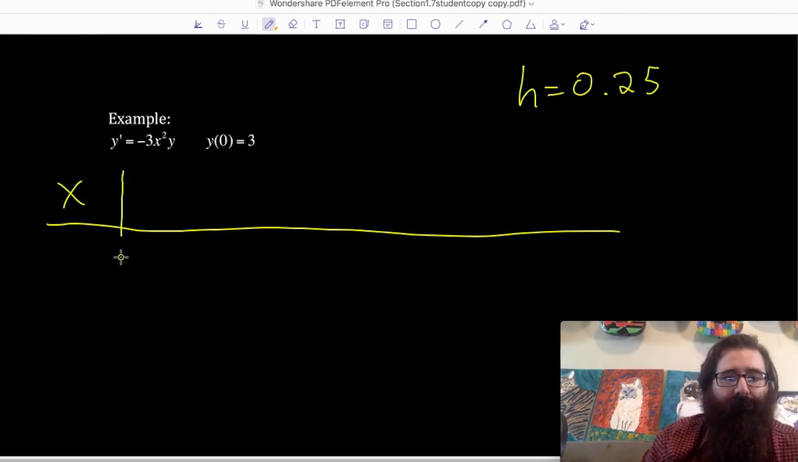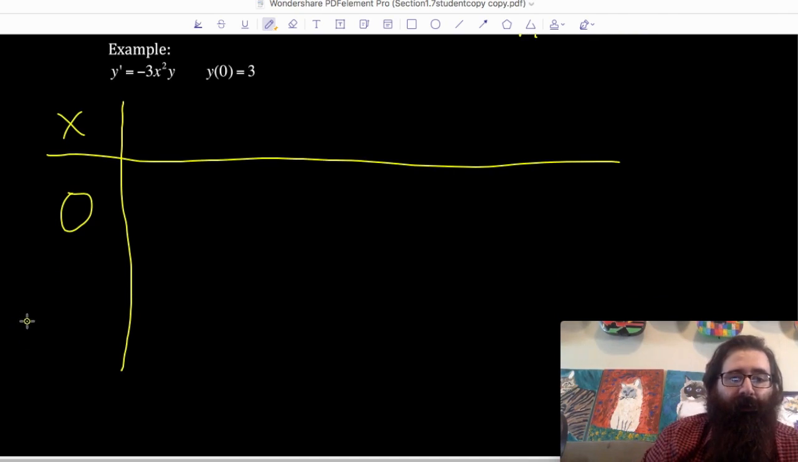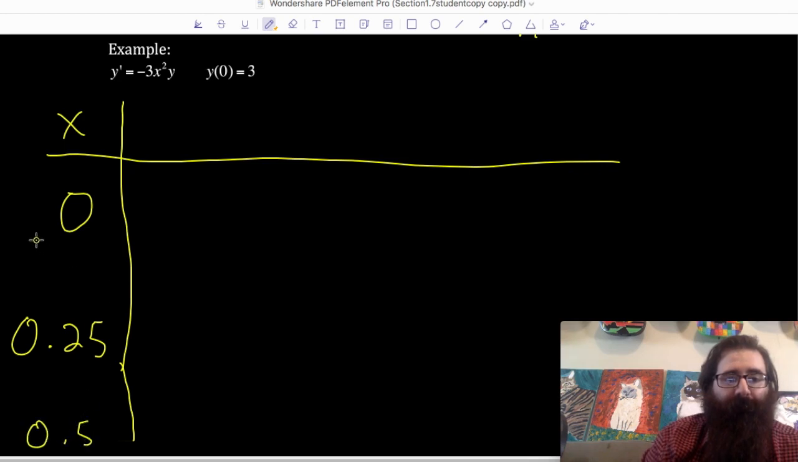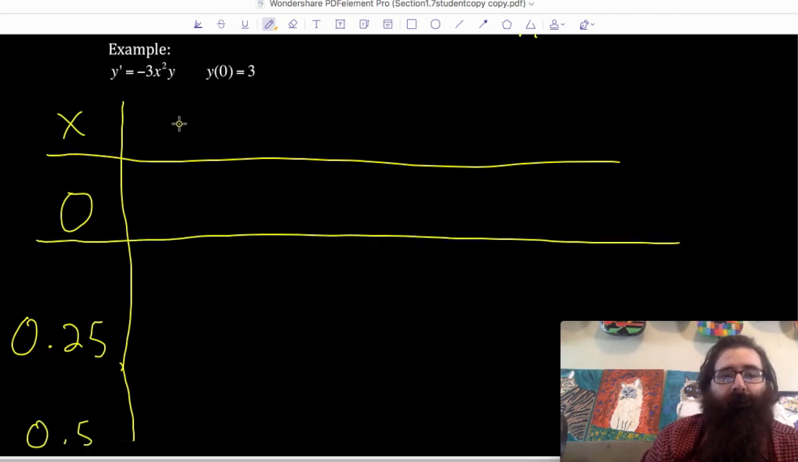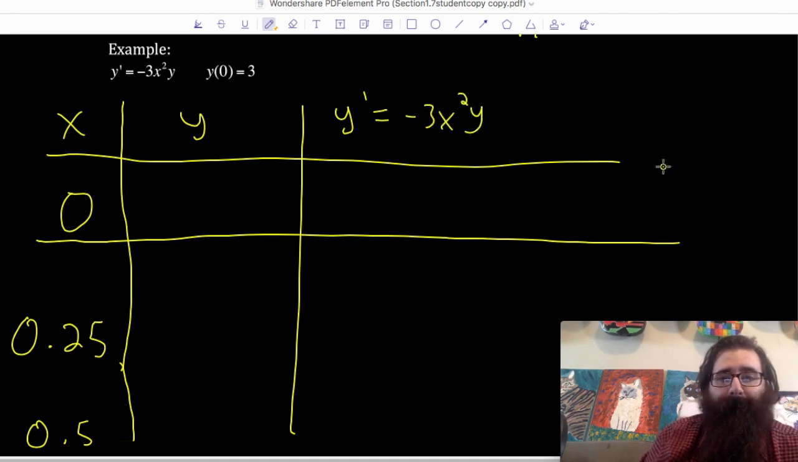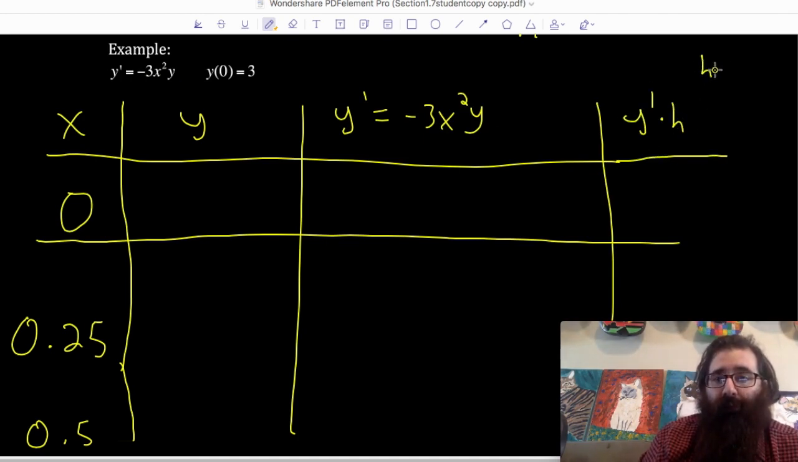So x, 0, and then 1/4 or 0.25. We add h again, which brings us to 0.5. Going to need a column for y. Then for y prime, which is given as negative 3x squared y. And then here we'll have our final column for y prime times h, where h is 0.25, or 1/4.